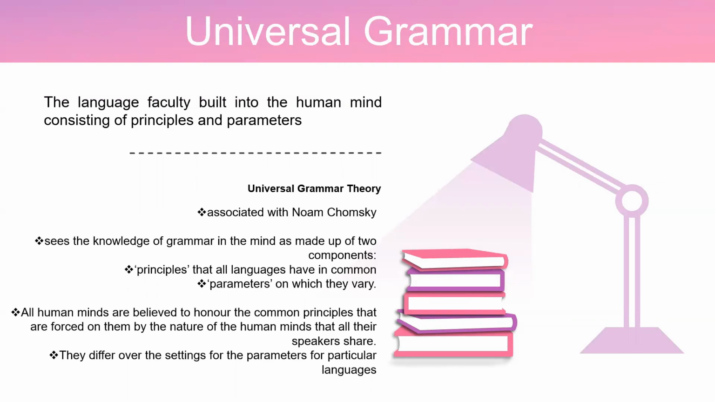Universal grammar theory is associated with Noam Chomsky. It sees the knowledge of grammar in the mind as made of two components: principles that all languages have in common and parameters in which they vary. All human minds are believed to honor the common principles that are forced on them by the nature of the human minds that all their speakers share. They differ over the settings for the parameters for particular languages.